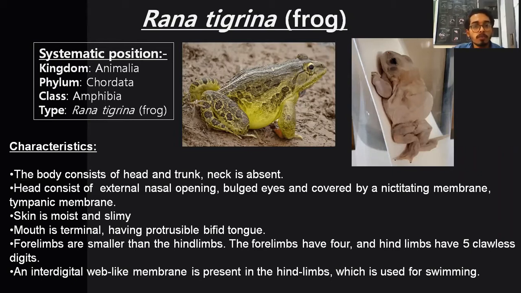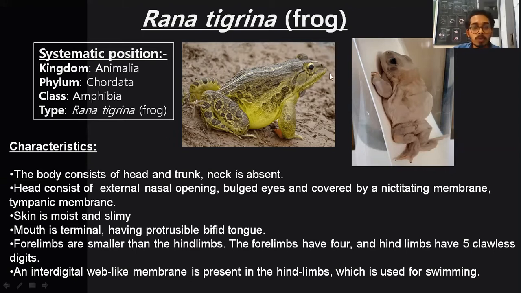Apart from this, it also has a tympanic membrane. The tympanic membrane is meant for hearing. So this is the tympanic membrane in the amphibians. The skin is moist and slimy. It is especially helpful in regulating the body when it is present on land, and when it is present inside the water, it helps in exchange of gases. That is a part of respiration.